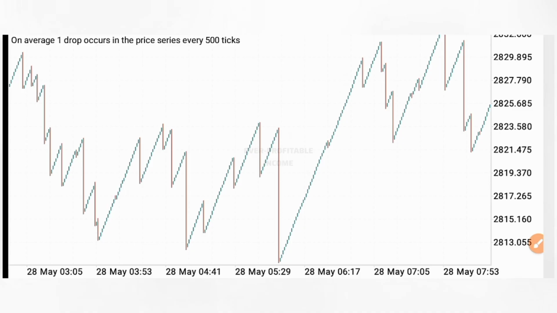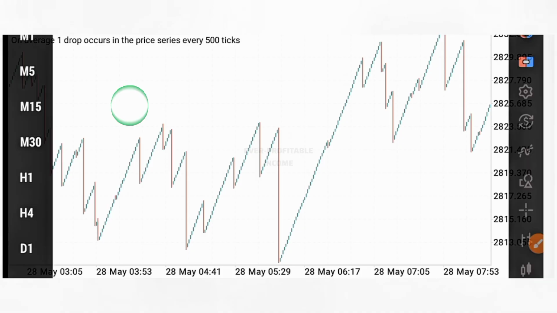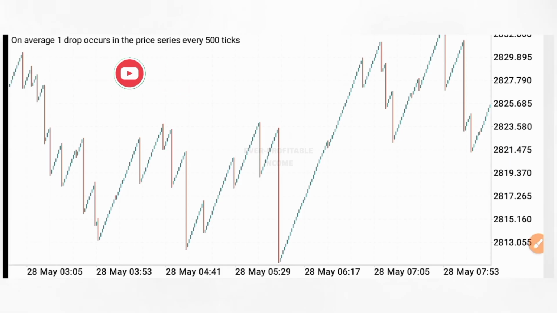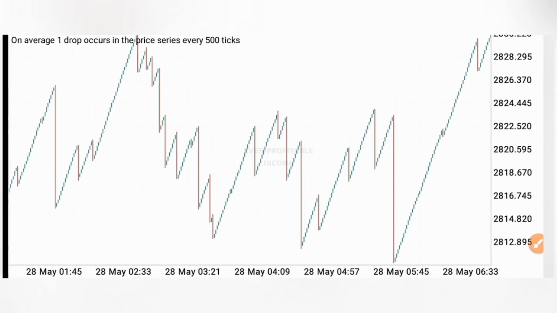So today we're going to be using Crash 500 as an example because that is where we got a good entry opportunity, and you can use it for any of the crash indices, Crash 500, Crash 300, whatever it is, Boom 500, Boom 1000, and any other one. You can use the strategy for that. And this strategy today is the trend line strategy.